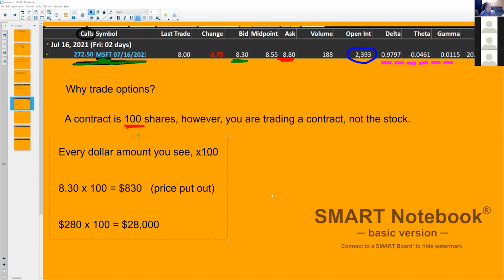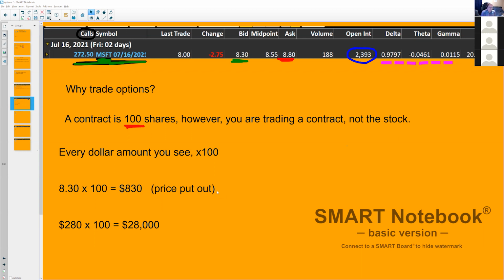So what option contracts do is you can mitigate your money. Now, you're not really mitigating risk, but you're basically putting out a smaller amount of money in hopes that it goes upwards to then make more money.